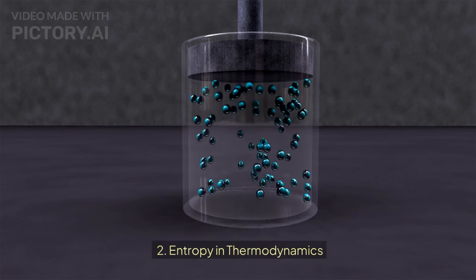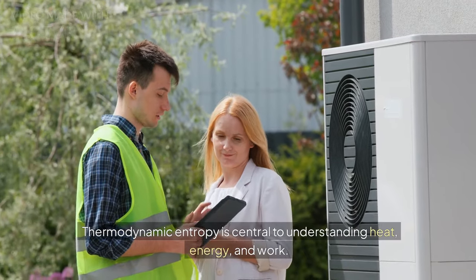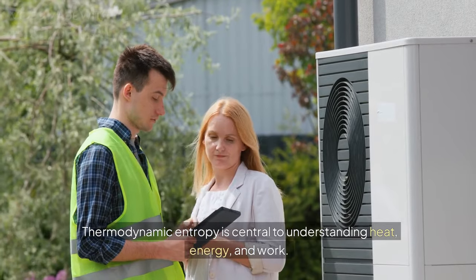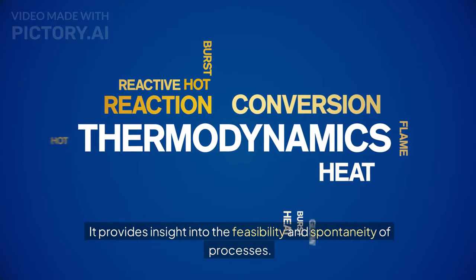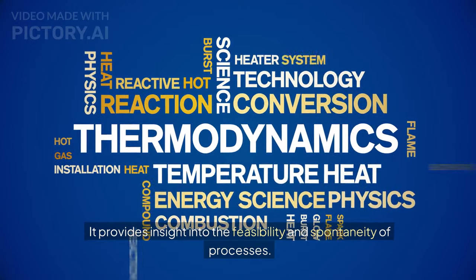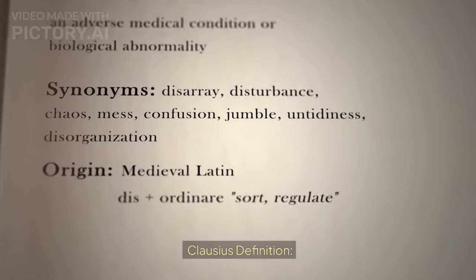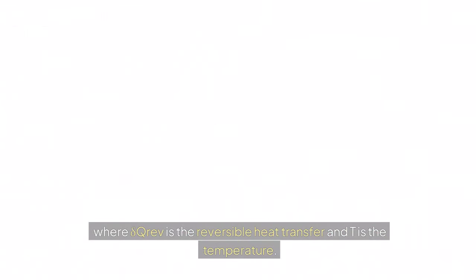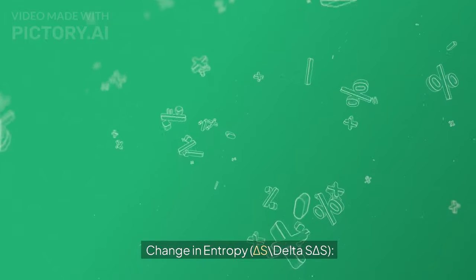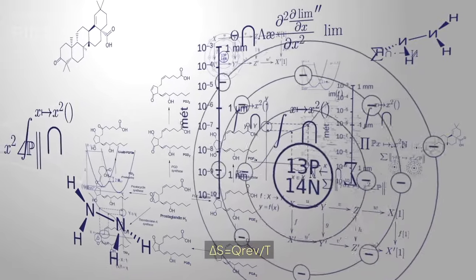2. Entropy in thermodynamics. Thermodynamic entropy is central to understanding heat, energy, and work. It provides insight into the feasibility and spontaneity of processes. Key definitions. Clausius definition: dS = δQ_rev / T, where δQ_rev is the reversible heat transfer and T is the temperature. Change in entropy: ΔS = Q_rev / T.